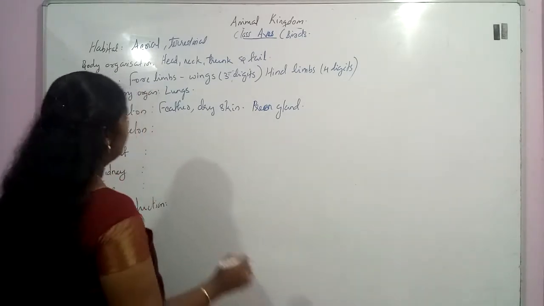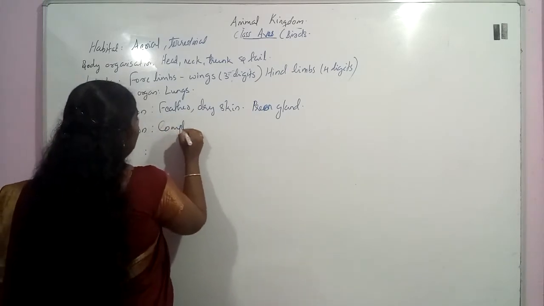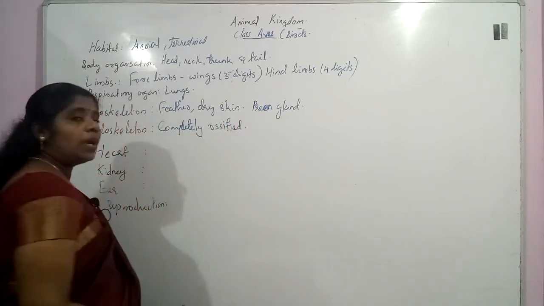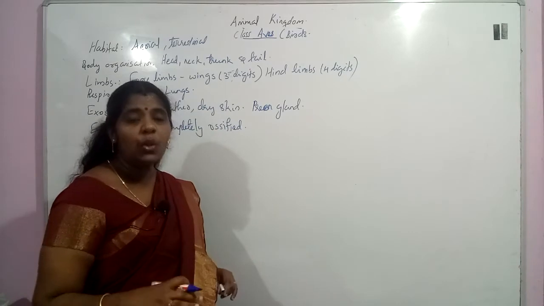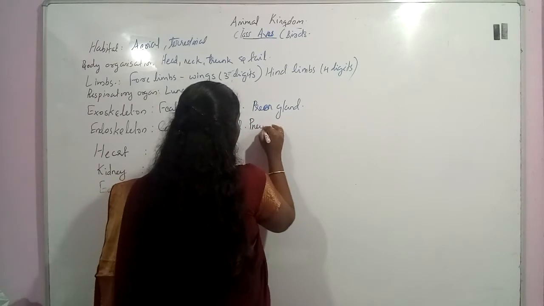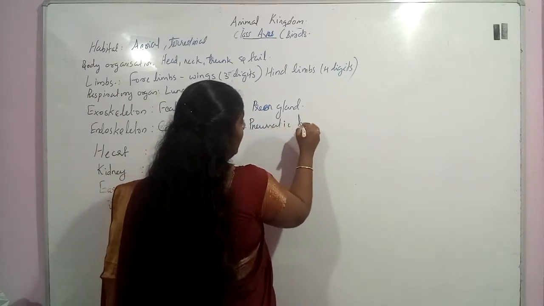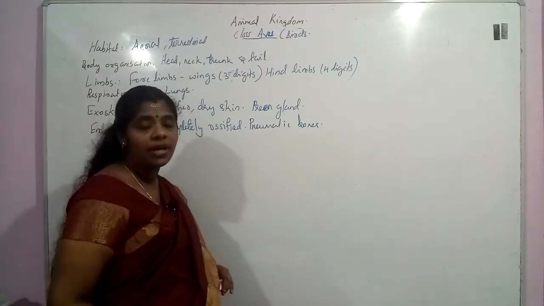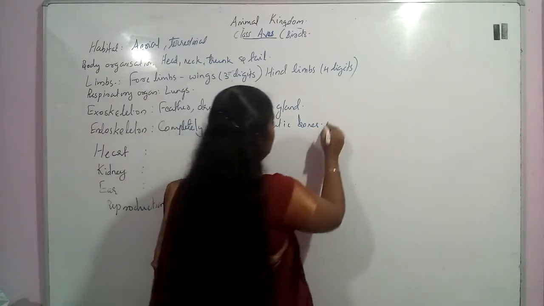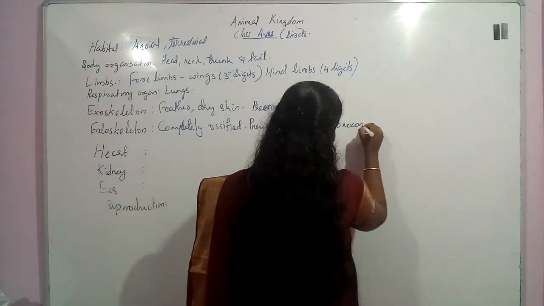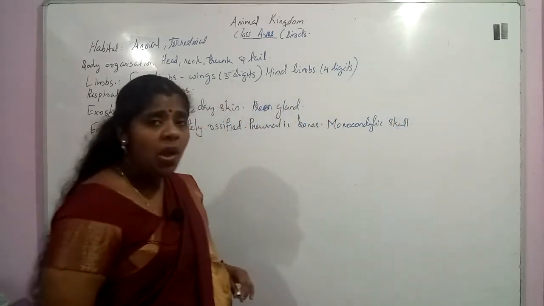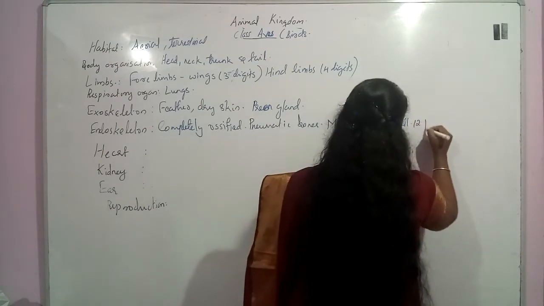The endoskeleton is completely ossified. And in this organism the bones are pneumatic bones. Pneumatic bones means hollow bones. This is to reduce their weight, since they are meant to fly, so they have pneumatic bones. Similarly, their skull is a monochondric skull. And they have 12 pairs of cranial nerves.